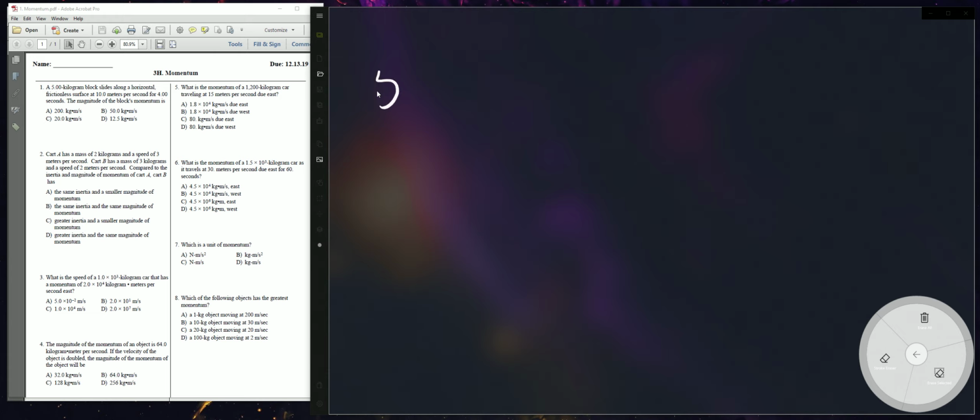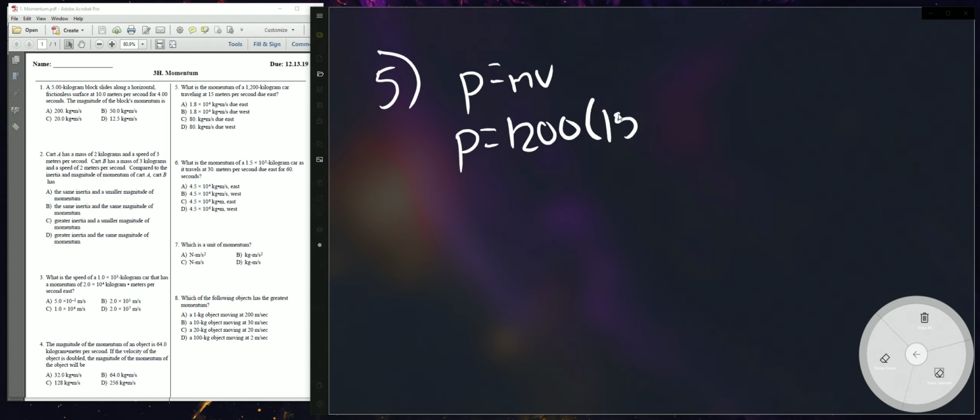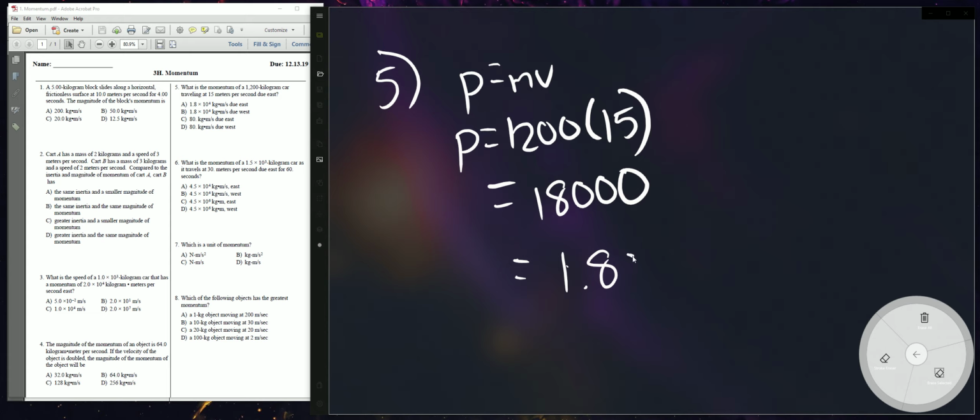C, 128. 5. What is the momentum of a 1,200 kilogram car traveling at 15 meters per second? Momentum p is equal to 1200, because that's your mass, times 15. And then you get 18,000, and that's also 1.8 times 10 to the 4.